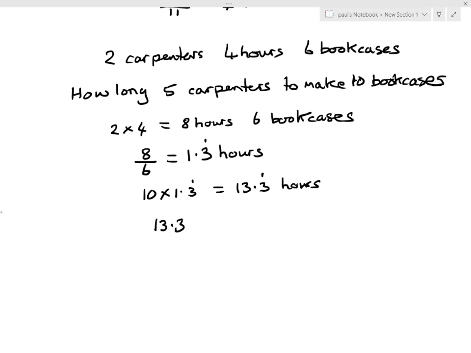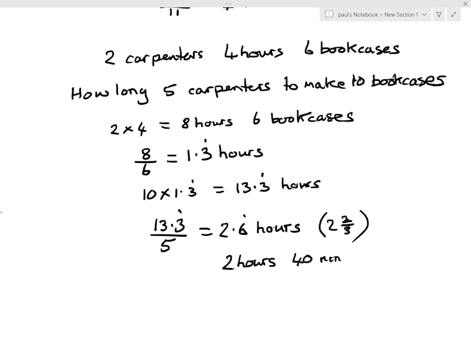So if we do 13.3 divided by the 5 carpenters, we get 2.6 hours recurring. Now that's 2 2/3 hours, which is 2 hours 40 minutes. Yeah, so there's the wordy questions.